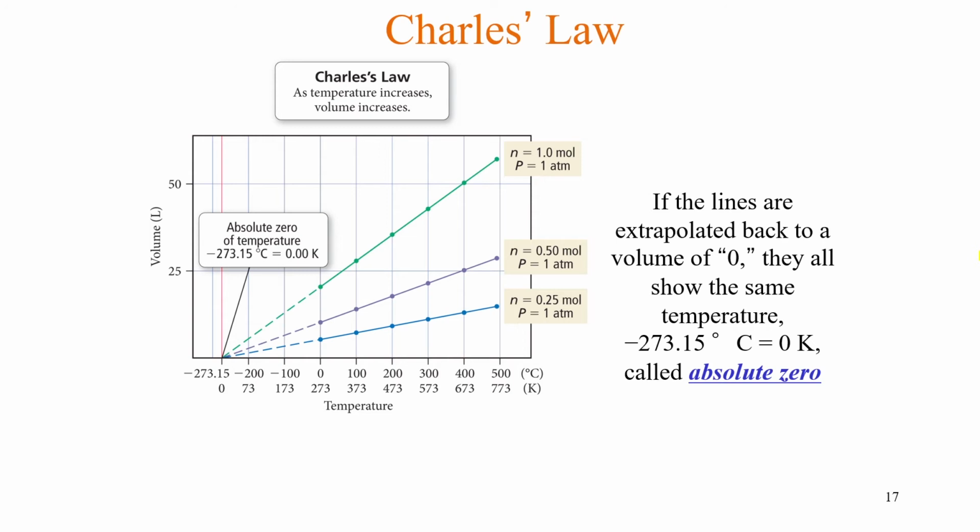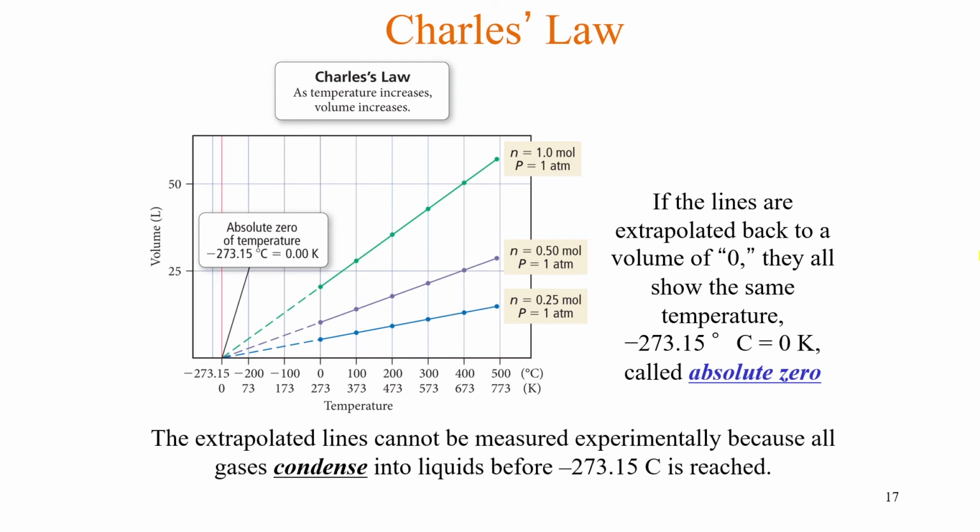In Celsius, that temperature would be negative 273.15 Celsius. This temperature is called absolute zero. Now, technically, we cannot measure these temperatures experimentally because all gases are going to condense into liquids before they even reach that temperature. So that's why we extrapolate these lines.